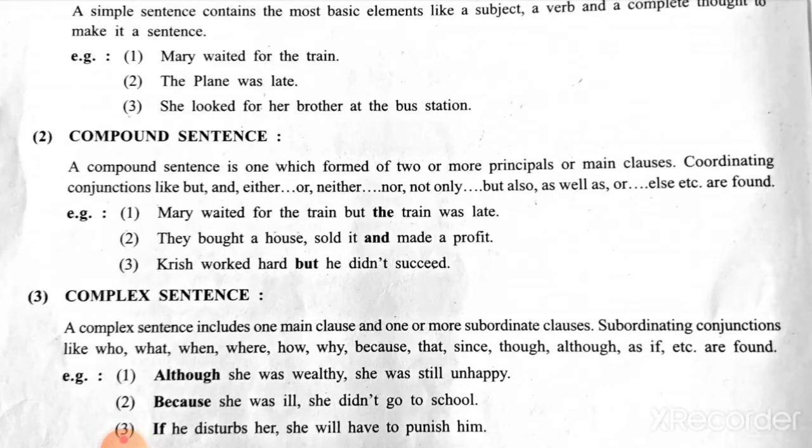So a compound sentence can be made in many ways. Krish worked hard, but he didn't succeed. The conjunction here is but. So it connects two sentences, then it is a compound sentence. So simple sentence, compound sentence.